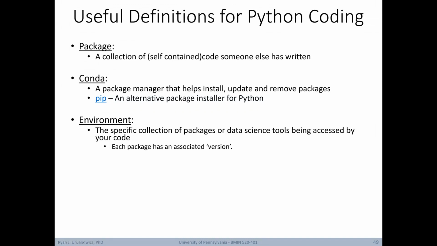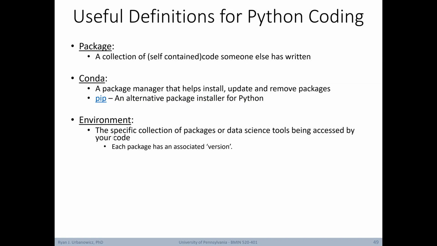The term environment refers to the specific collection of packages or data science tools being accessed by your code. So when you write code to do something, if it calls different packages to do things, your environment includes what those packages are that you call and what versions of those packages you called. So if you want to reproduce some analyses you did, you'll need all of that information.